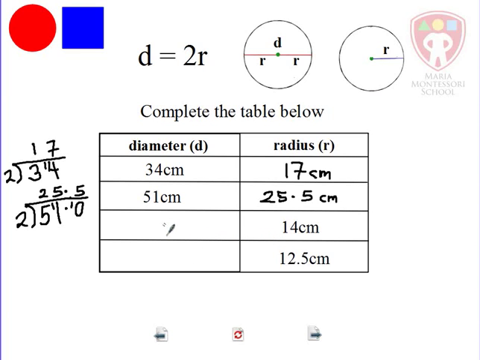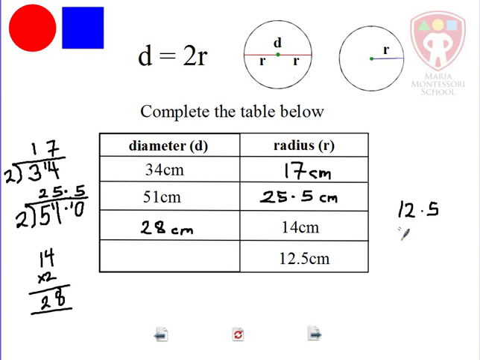Well, we know that 2 radii give us 1 diameter, so we're multiplying by 2. 14 times 2: 4 times 2 is 8, 1 times 2 is 2. So we have here 28 centimeters. And the last one, let's come over here and work it.